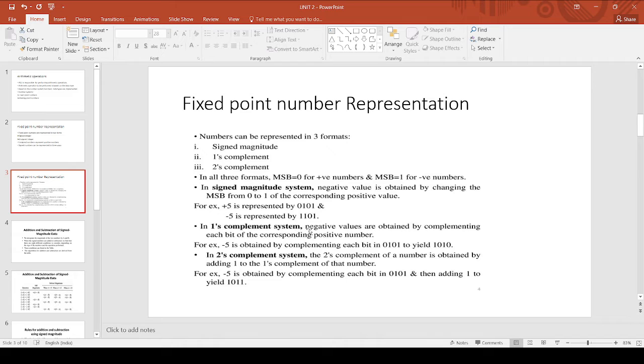In the ones complement system, negative values are obtained by complementing each bit of the corresponding positive number. For example, to represent negative 5, the binary form of positive 5 is 0101. To represent it in ones complement, these bits are complemented. This is 1010. In the two's complement system, the two's complement of a number is obtained by adding 1 to the ones complement of that number. For example, minus 5 is obtained by complementing each bit in 0101, then adding 1 to that. So we get 1011.